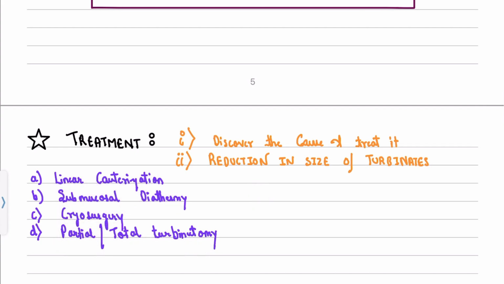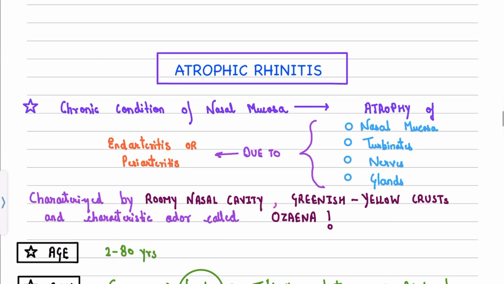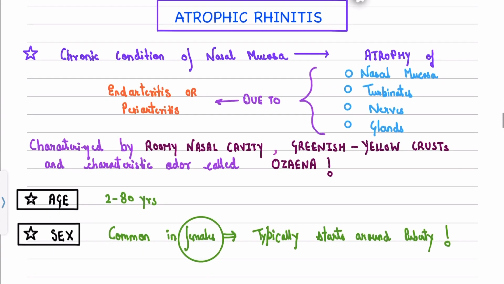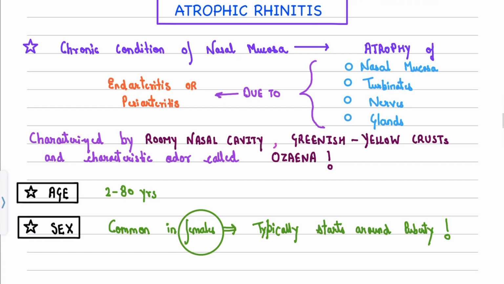So the management includes reduction in size of turbinate, since the increase in size of turbinate is permanent now. So partial and total turbinectomy is to be done. Now, the most important topic of this video is atrophic rhinitis. It is asked in almost every university exam, and MCQs of this topic are important as well.